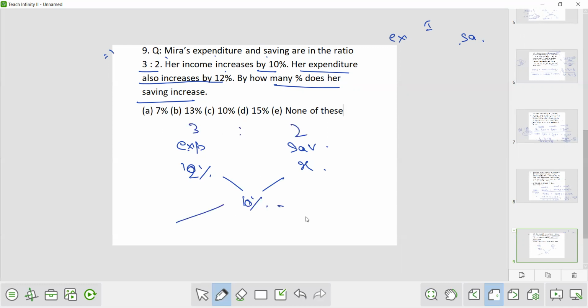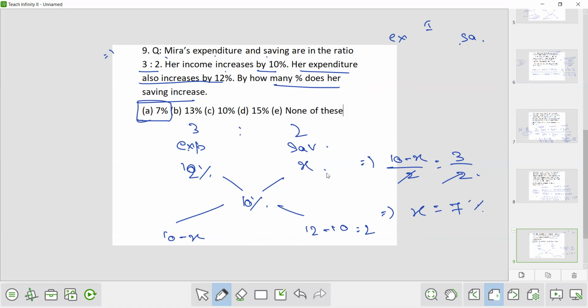Now this is a very simple question. This value is 10 minus x. This value is 12 minus 10, that is 2. So (10 minus x) upon 2 is equivalent to 3 by 2. This 2 got cancelled. So x is equivalent to 7. Now the rate associated with saving is 7%, so saving got increased by 7%. So option A is the correct answer.